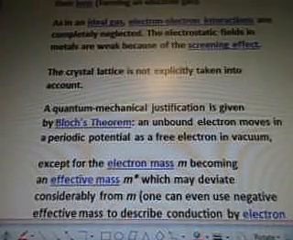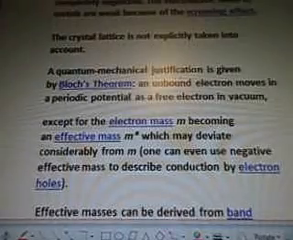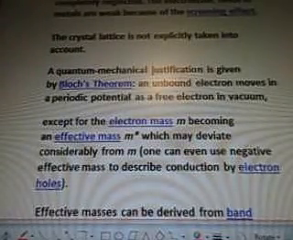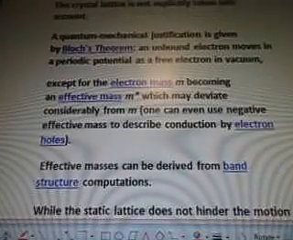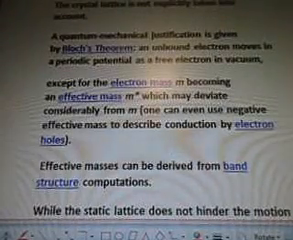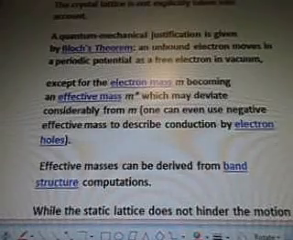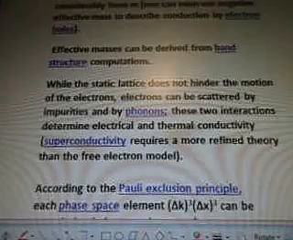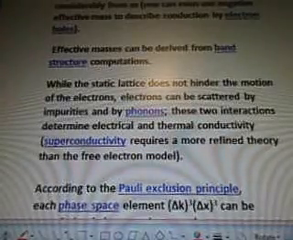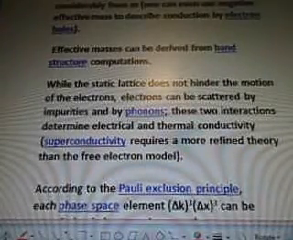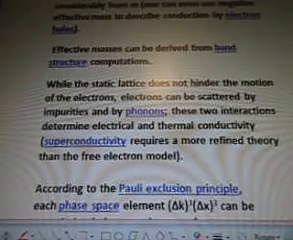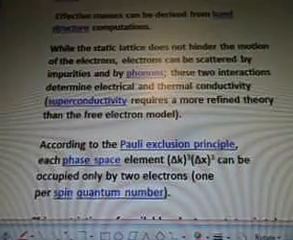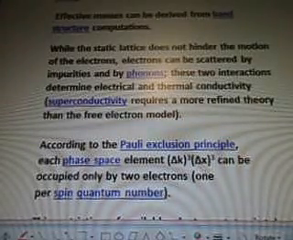An unbound electron moves in a periodic potential as a free electron in a vacuum. Except for the electron mass m becoming the effective mass m*, which may deviate considerably from m, one can even use a negative effective mass to describe conduction by electronic holes. Effective masses can be derived from band structure computations. While the static lattice does not hinder the motion of the electrons, electrons can be scattered by impurities and by phonons. These two interactions determine electrical and thermal conductivity. Superconductivity requires a more refined theory than the free electron model.